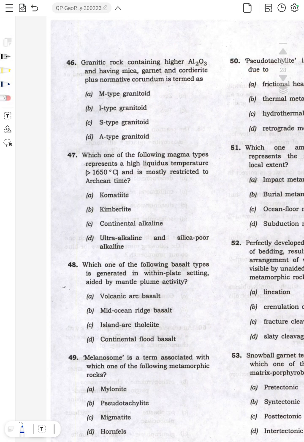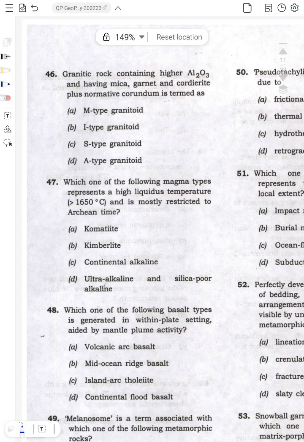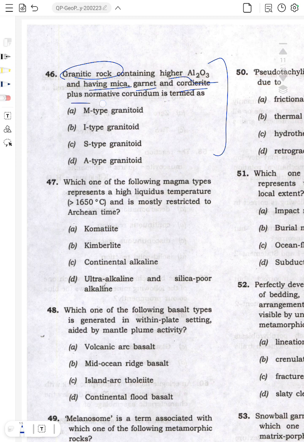Okay. 46th question. Granitic rock. It's a granitic rock that contains higher Al2O3, mica, garnet, cordierite plus normative corundum. It is termed as what?